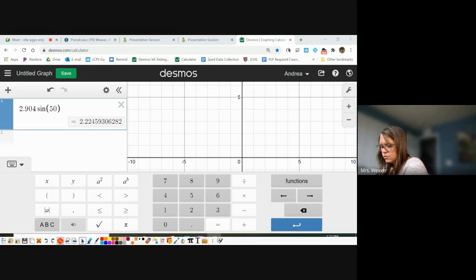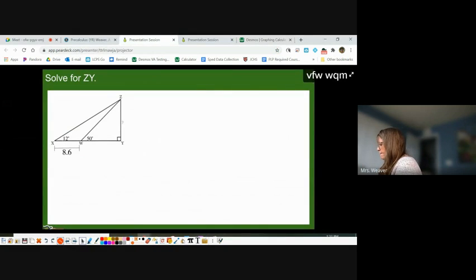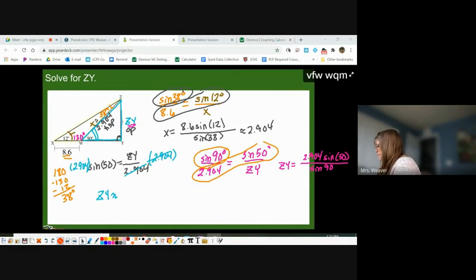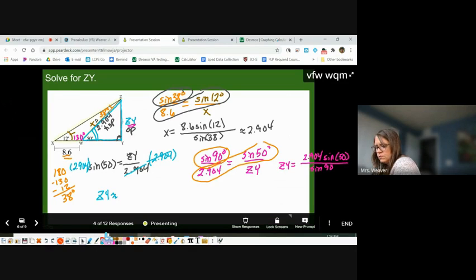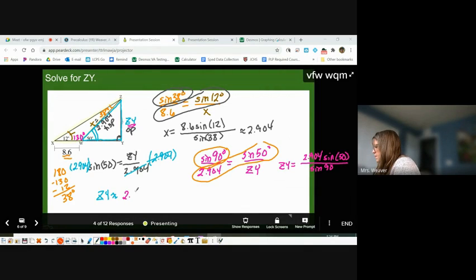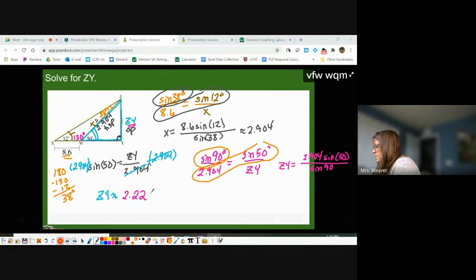And I get 2.225. Is that what you got? 2.225? Yes, I love it. I'm checking y'all's work online, and multiple people already have it boxed. Yes, I love it. Y'all are doing so well. So it's approximately 2.225 is the measure of zy.